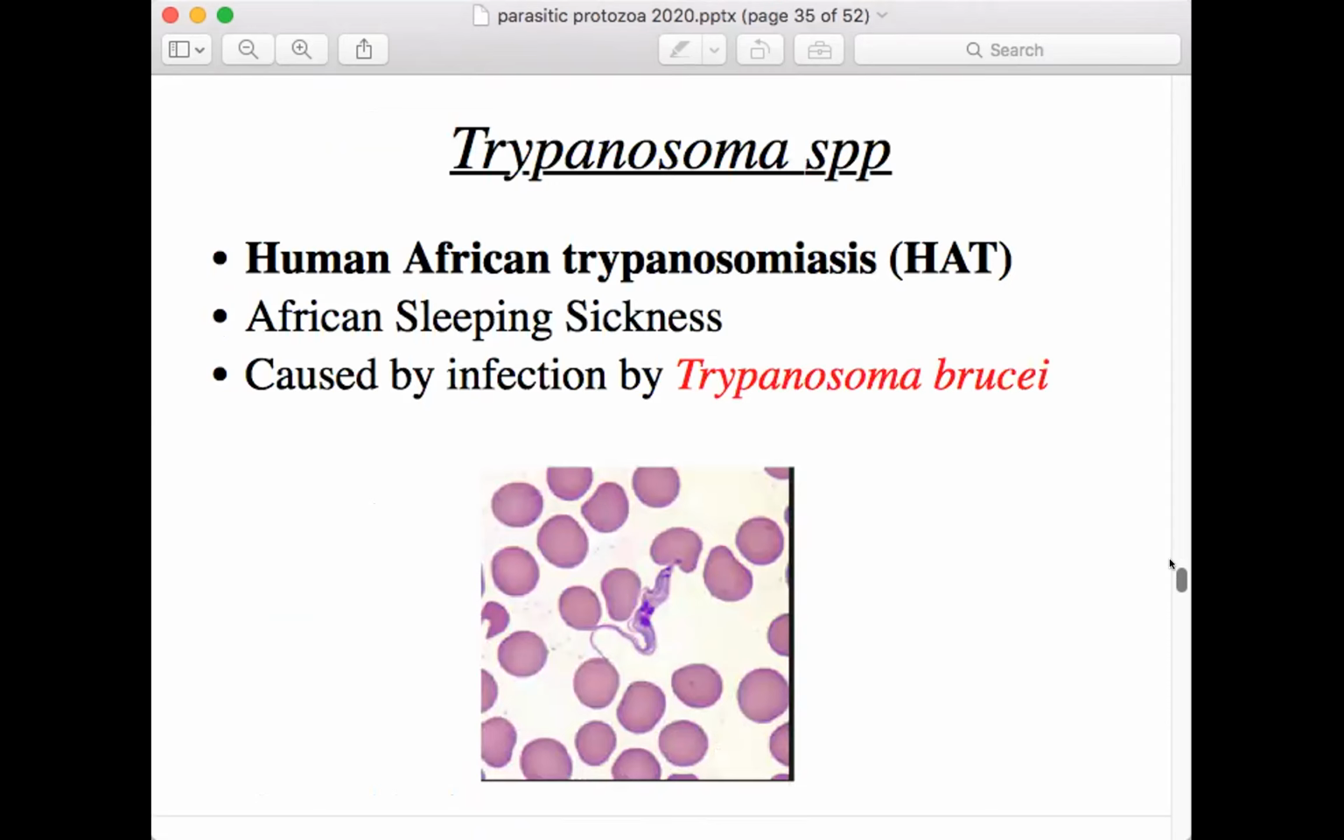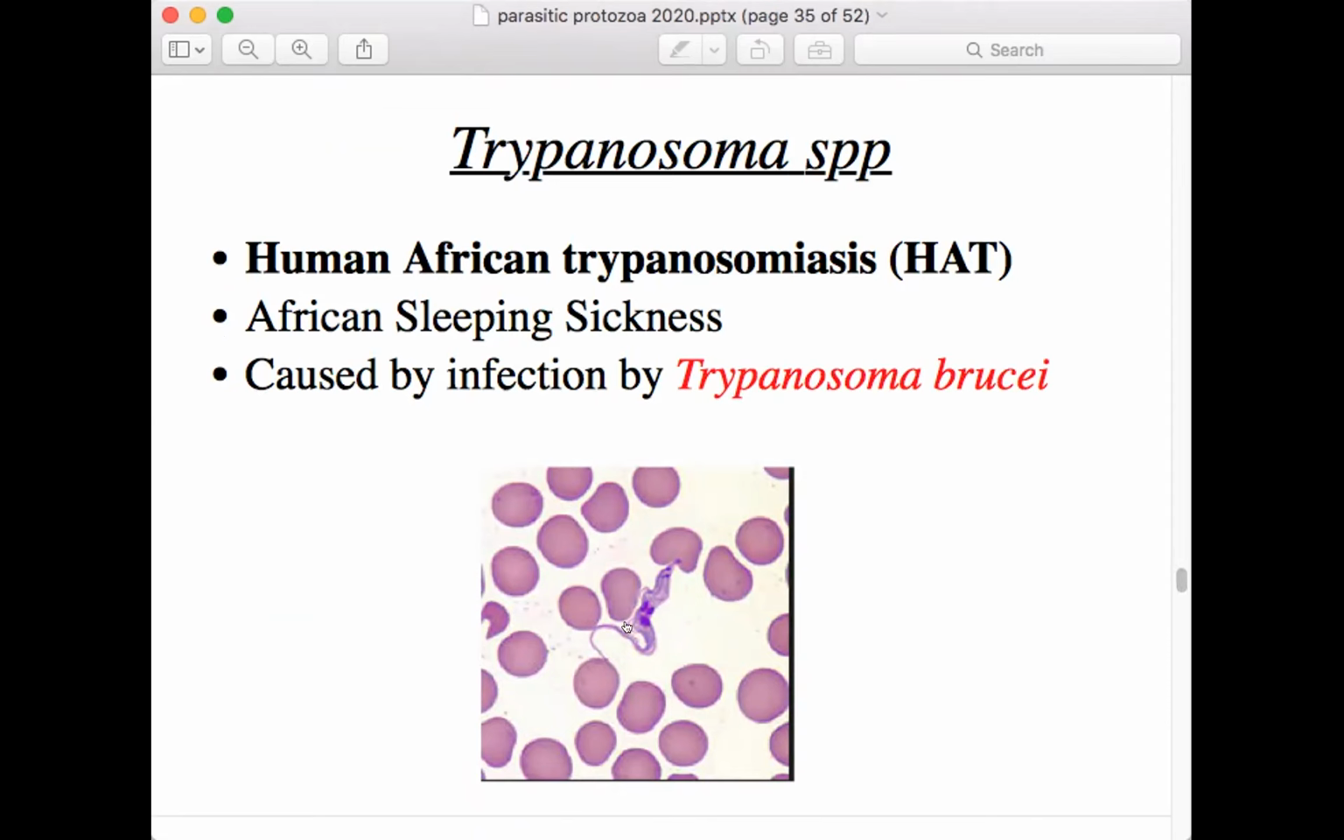Trypanosoma species, all right? You've probably heard about African sleeping sickness, okay? The scientific name for this disease is human African Trypanosomiasis, HAT, jot that down. I will ask you about human African Trypanosomiasis on your midterm, okay? This disease is caused by an infection by Trypanosoma brucei, all right?